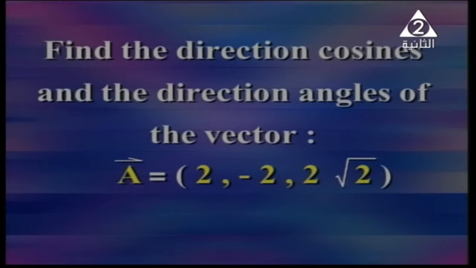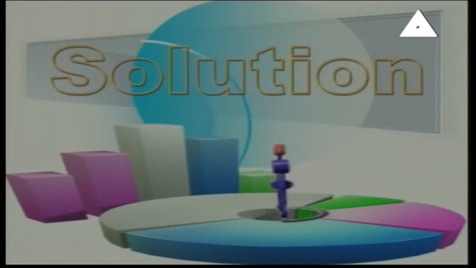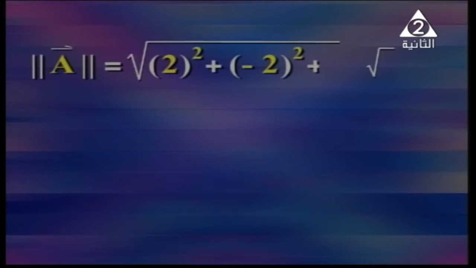Dear student, we have vector A = (2, -2, 2√2). We find the solution of norm A. At the first, start from the norm A. In this example, we have vector A = (2, -2, 2√2).